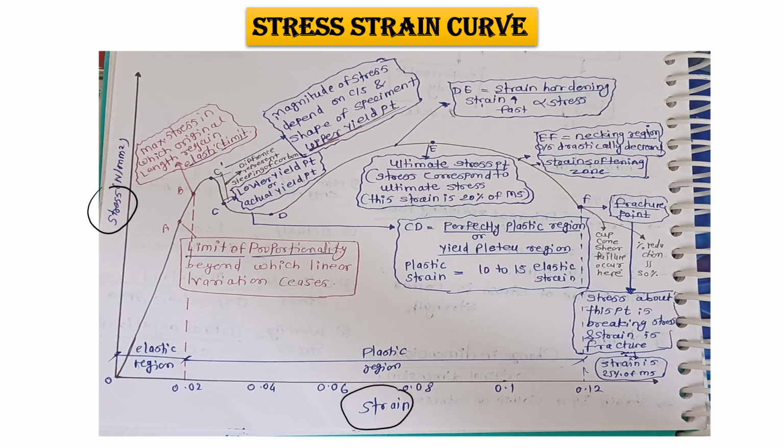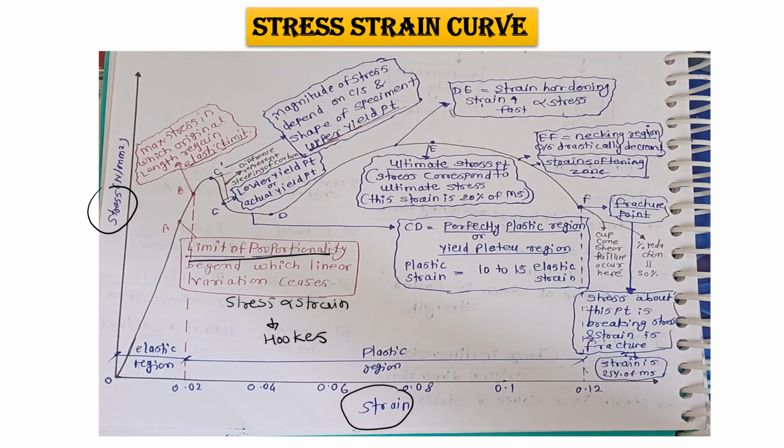For mild steel, after application of a force, the first point we get is the limit of proportionality, beyond which linear variation ceases. Means after point A, the stress is no longer directly proportional to strain. Up to point A, stress is directly proportional to strain, and this is nothing but Hooke's law.